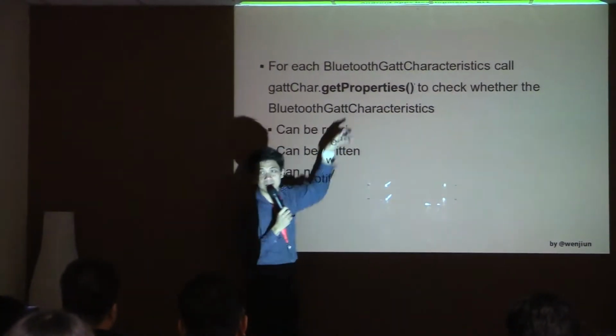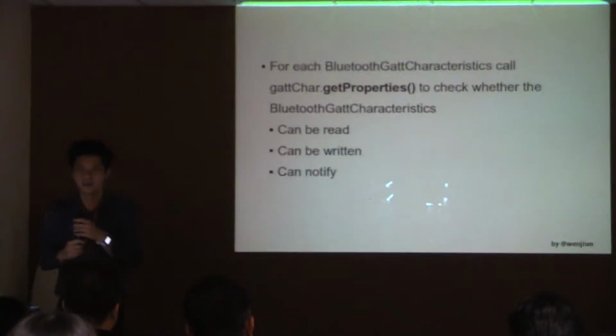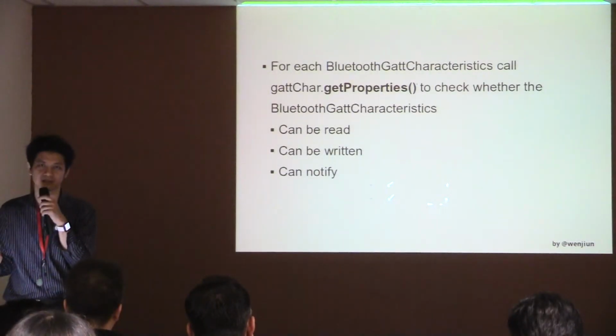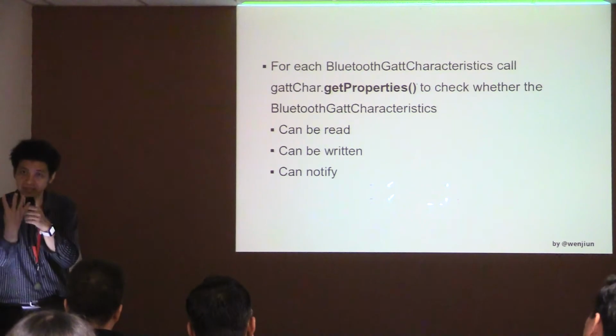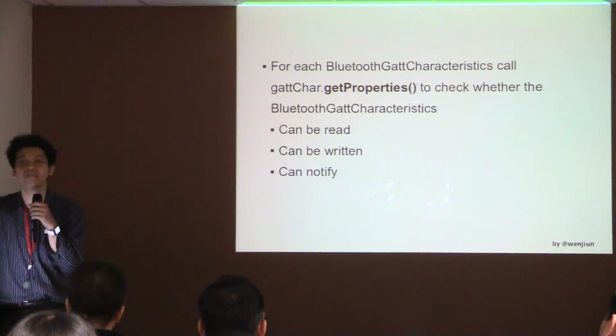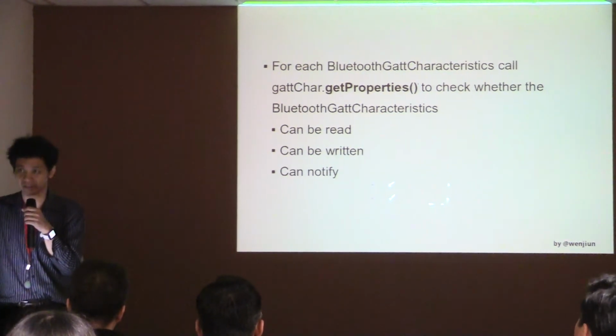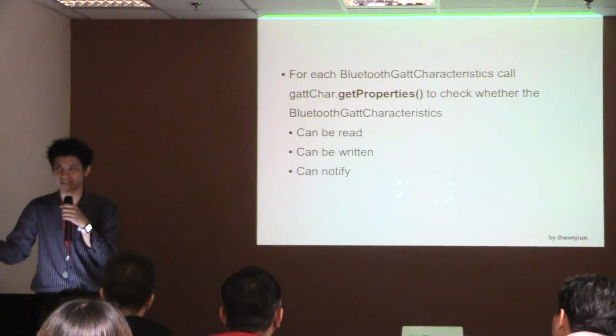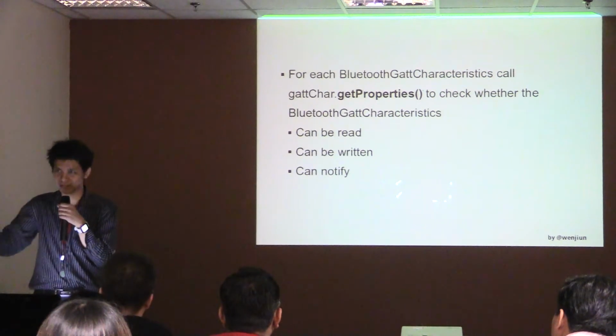You can get properties. Property returns as value. I think 4 means read, 8 means write, 16 means notify, and so on. So the way it works is that if 4 means read and 8 means write, 12 means what? Read and write. 4, 8, 16. 20 means what? Notify and read.